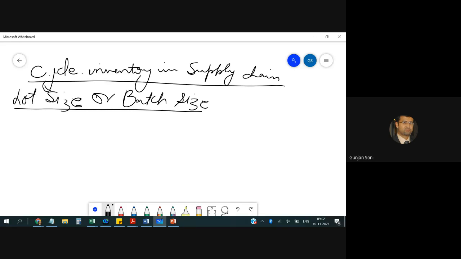It's not like you're going to make it 24 by 7, 365 days in a year. You make it for some days and then stop the production. Of course, continuous production is also there. But right now, we are more focused on the batch, the lot size, where we are assuming that the production is not happening all the time.